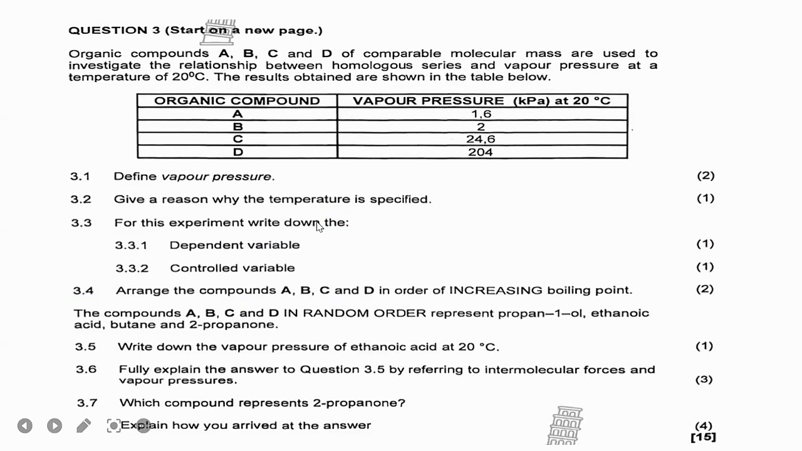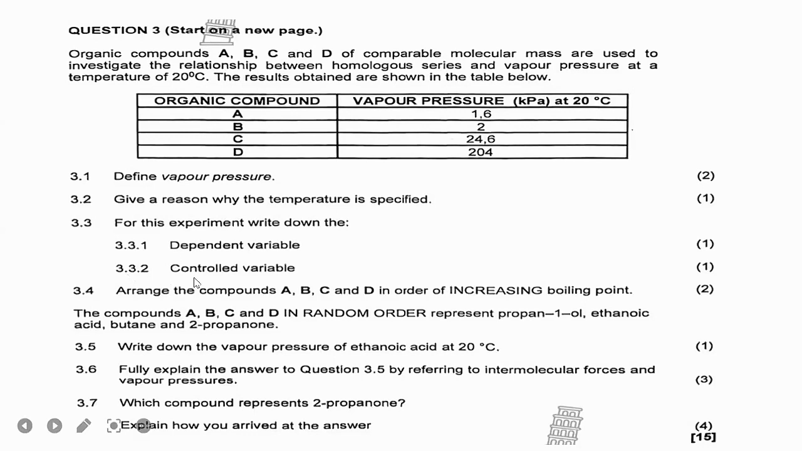Then for this experiment, write down the dependent variable. Now the dependent variable is the physical property that we are investigating, right? So it's the vapor pressure. So had they asked for the independent variable, you'd say it is the homologous series, because now they're investigating the effect of the homologous series on the vapor pressure, right? But our dependent variable is always one of the physical properties. So either the vapor pressure, melting point, or the boiling point.